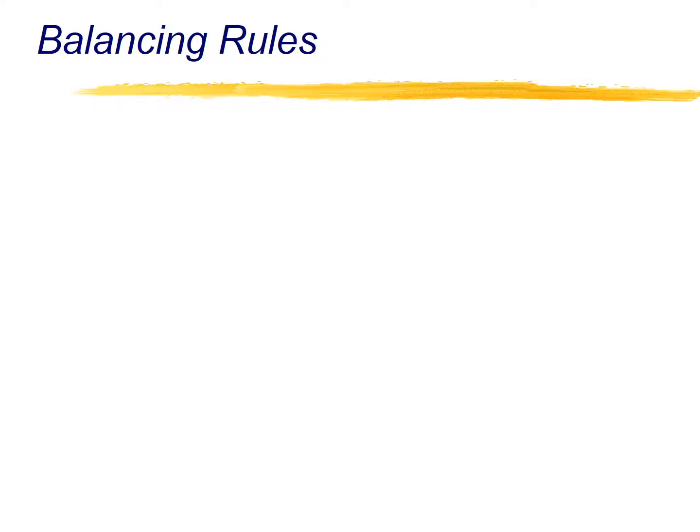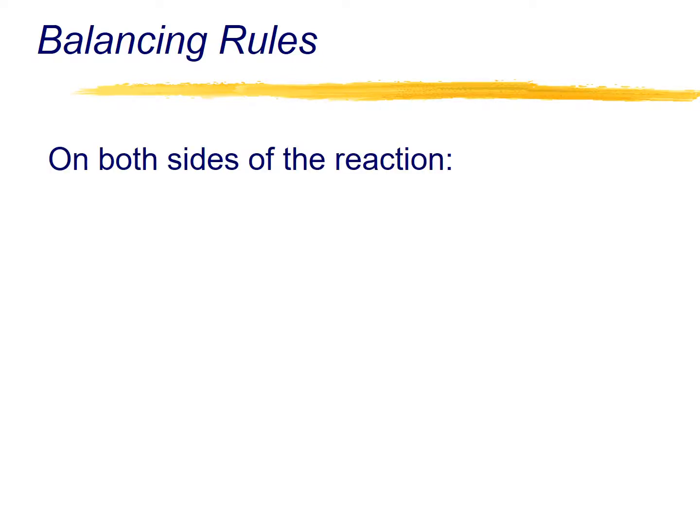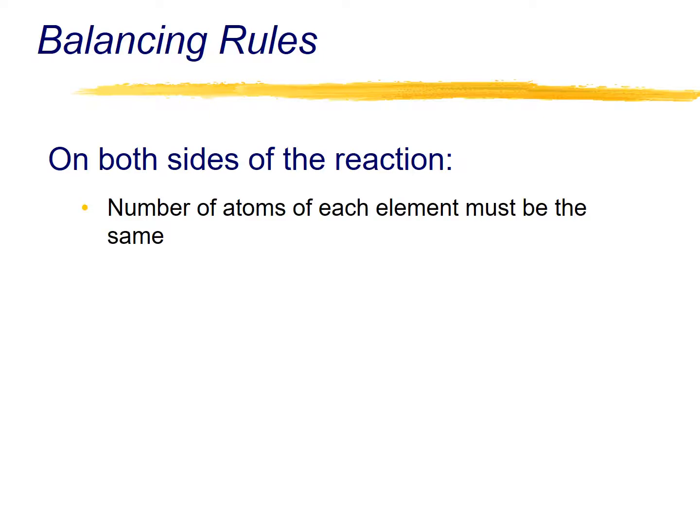Alright, so here's a basic procedure for balancing equations that works almost all the time. So first of all, some of the ground rules. The idea is that on both sides of the reaction, the number of atoms of each element has to be the same, and the charges, if any, have to be the same. Don't forget, 0 is also a charge.